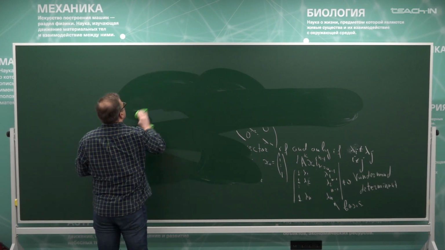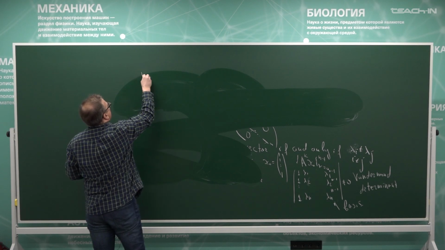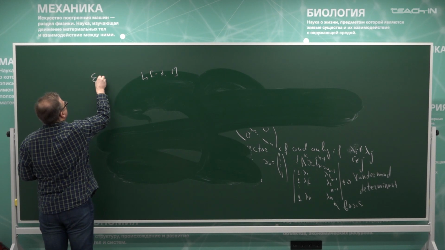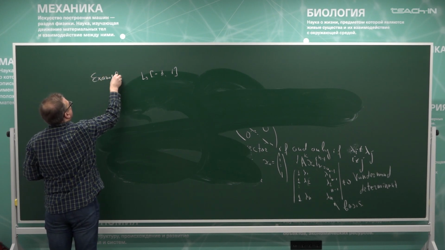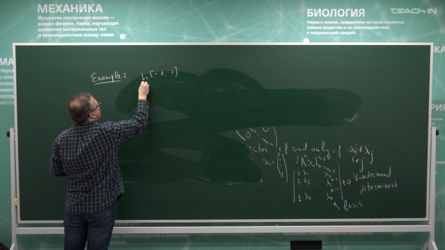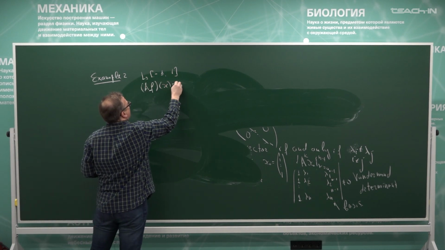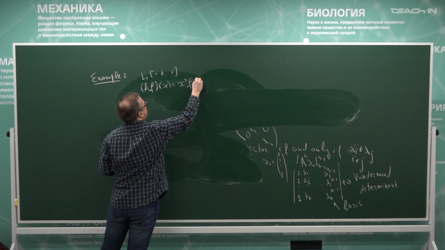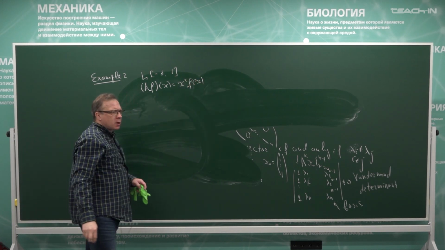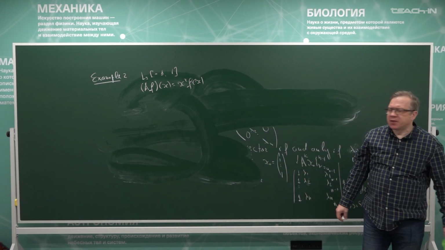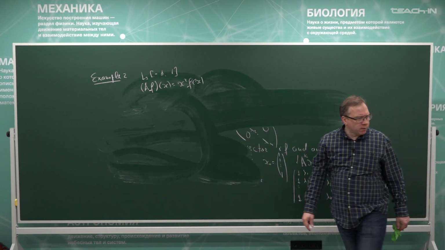Second example, the infinite dimensional situation. Let's consider L2 of minus 1, 1, and consider the operator of multiplication by x squared. It is, of course, a self-adjoint operator. And I claim that this operator has no cyclic vector.